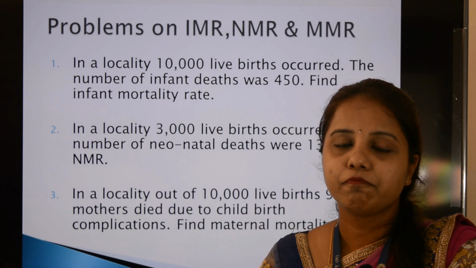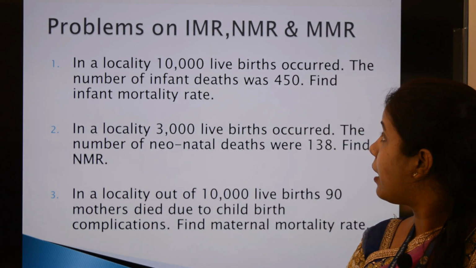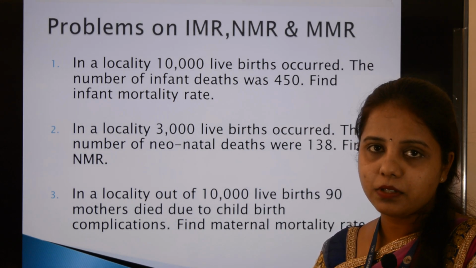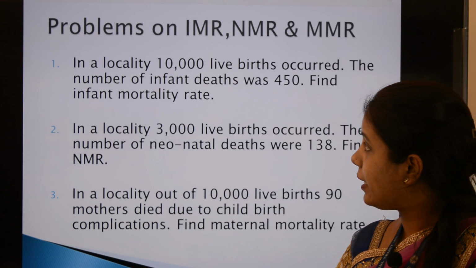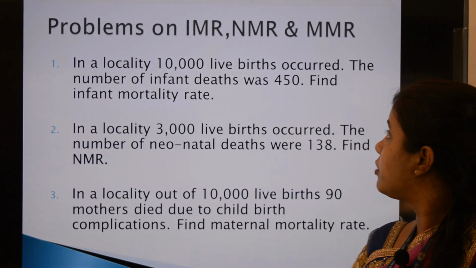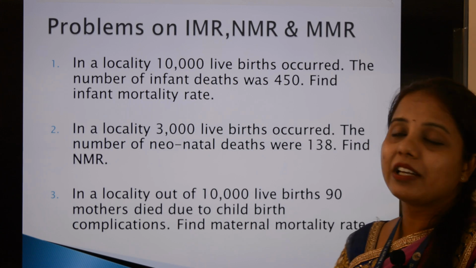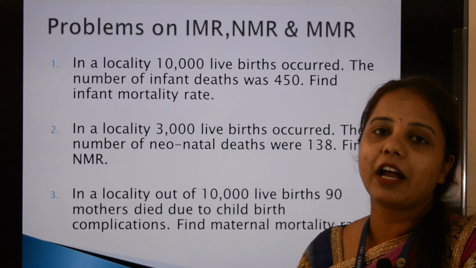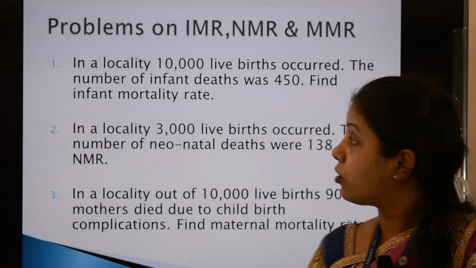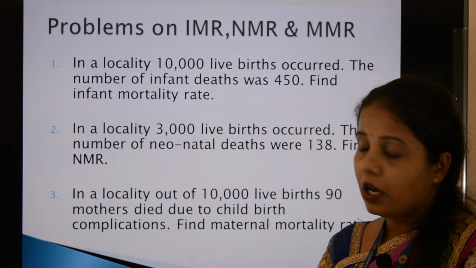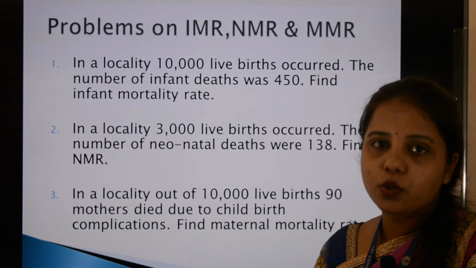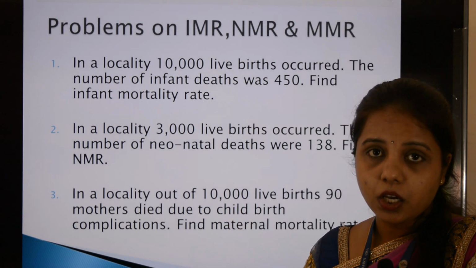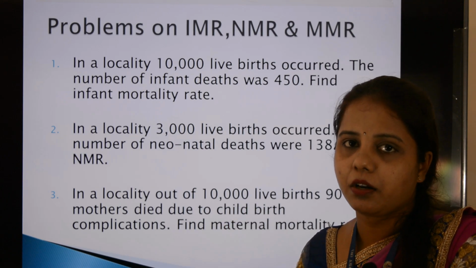Now we shall solve problems on this IMR, NMR and MMR. Please note down these three problems. The first one, in a locality 10,000 live births occurred. The number of infant deaths was 450. Find infant mortality rate. So here live births are 10,000 and infant deaths were 450. That means 450 children died out of 10,000 before reaching their first year.